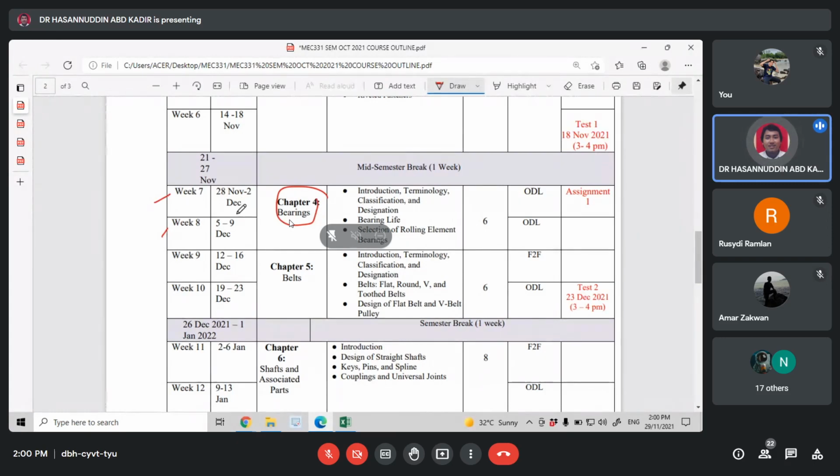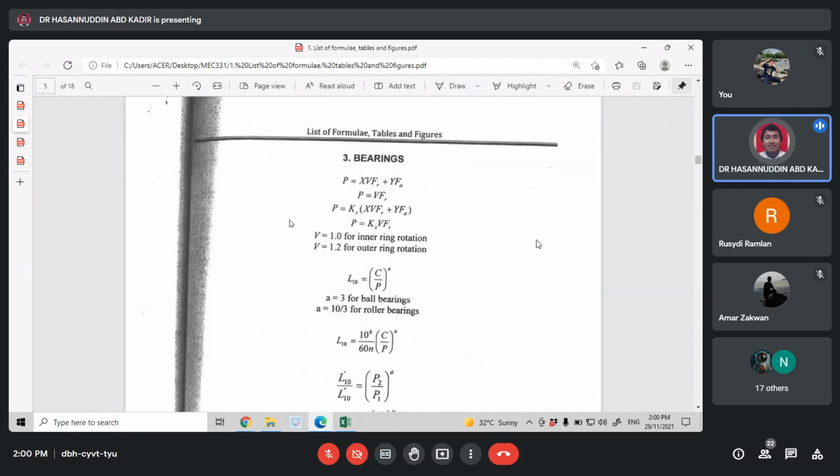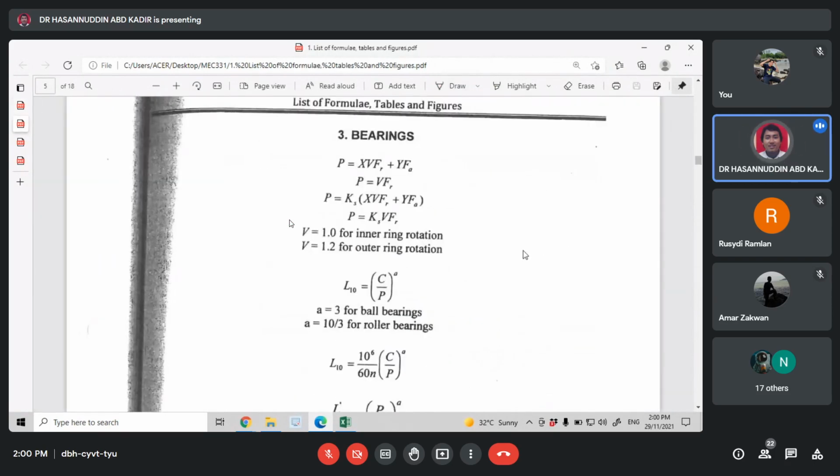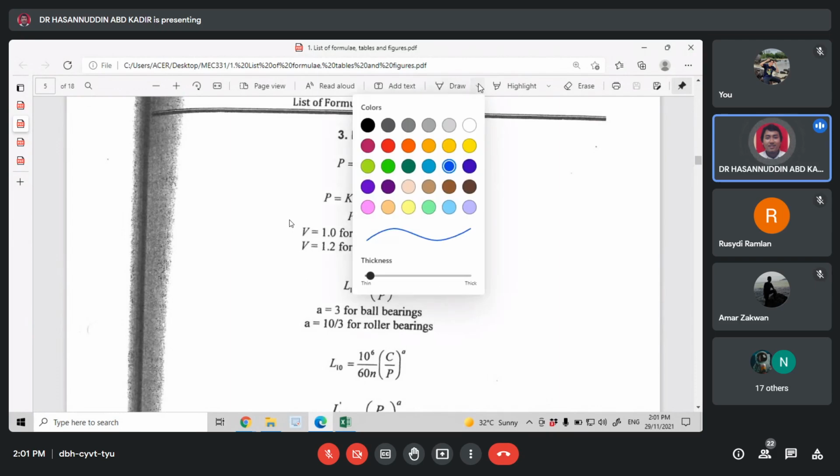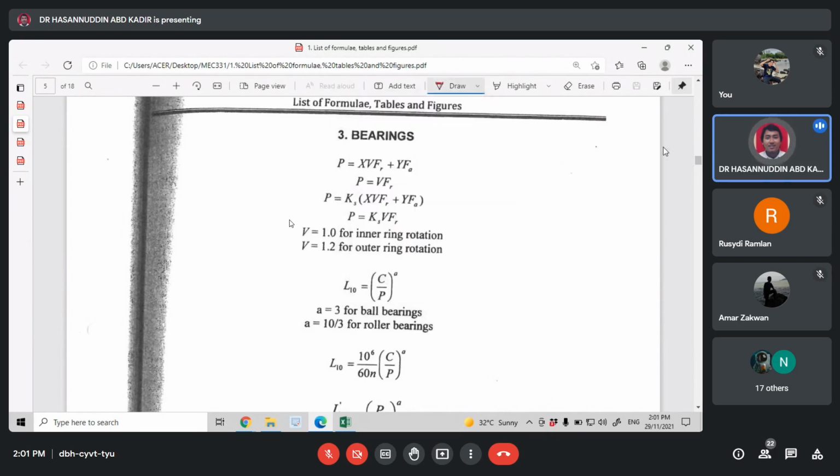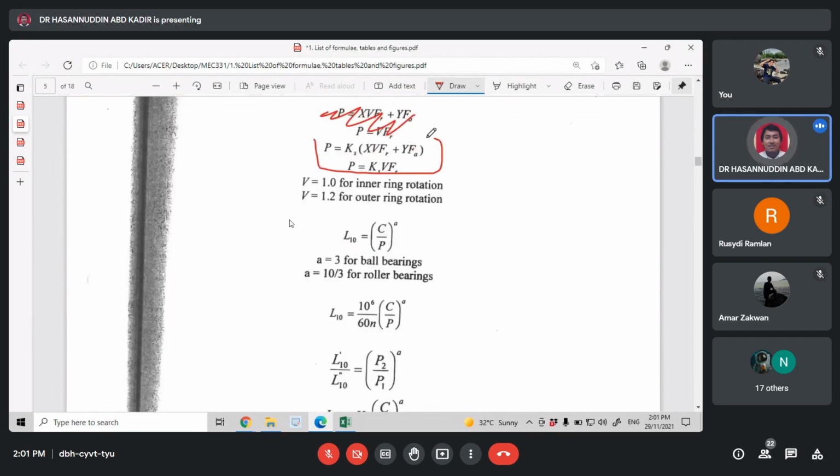Hopefully today we can do around 2 exercises on the chapter of bearing. Don't forget to have your list of formulas. Please make sure you have all of these, and that you are familiar with which type of formula you will apply. I always repeat this one. So we focus on this type of formula.